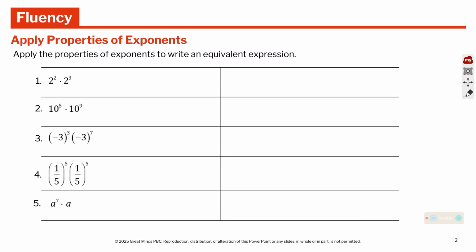Apply the properties of exponents to write an equivalent expression. Here we can think of this as having an invisible exponent of 1. Our property for the product rule says if the bases are multiplied together, we can add the exponents. So this one should have an exponent of 8 for our answer. Complete 1 through 4 independently.